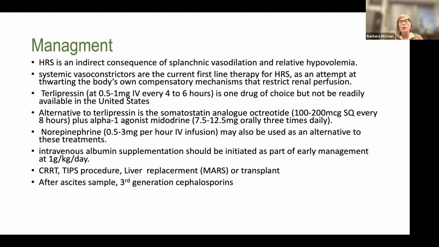Terlipressin is the drug of choice, not always so readily available. Everybody doesn't have it, but you can use octreotide plus midodrine. And everybody has midodrine. Everybody talks about they're giving midodrine to wean patients off of norepinephrine. Midodrine plus octreotide in these patients can be beneficial, and you can also use norepinephrine. But part of early management should be administration of albumin supplementation.